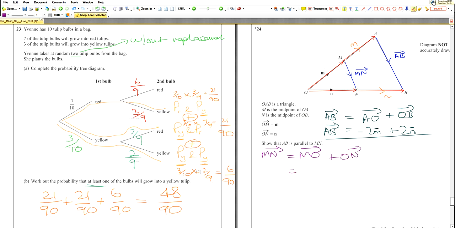Now what is M to O? Well, M to O is the opposite vector to M. So M is going that way, we're going in the opposite direction of M, so M becomes minus M. Now we're going from O to N in the direction of N, but with the length of N, so we say plus N.